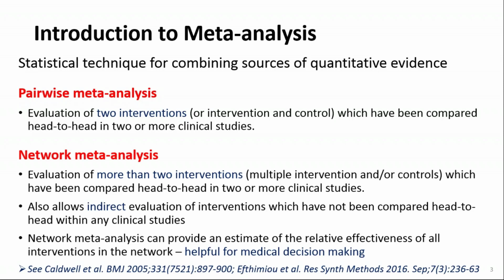Then also I'll be talking about network meta-analysis, which allows the evaluation of more than two interventions, or multiple interventions, multiple controls, which have been compared head-to-head in two or more clinical studies. And this technique allows indirect evaluation of interventions which may not have been compared head-to-head within any clinical studies. So this technique can also help provide an estimate of the relative effectiveness of all interventions within a network, even if they haven't been compared head-to-head in clinical studies. So this is very helpful for medical decision making.